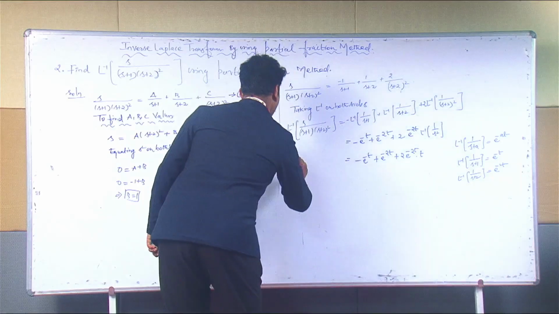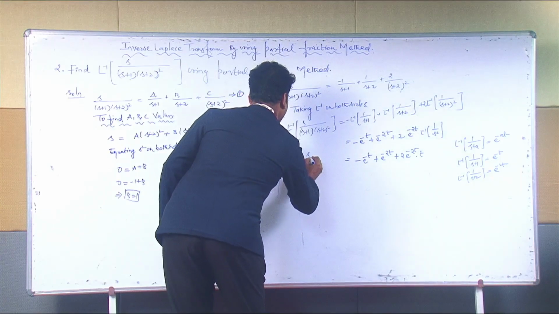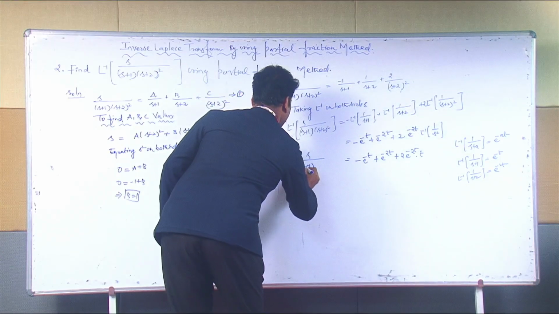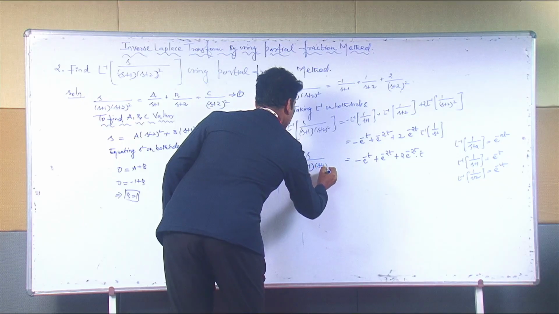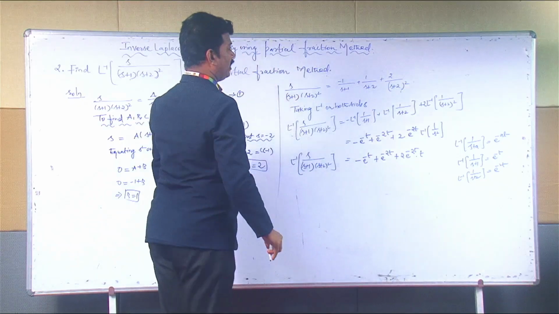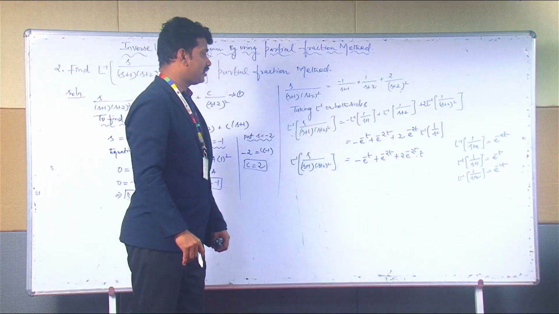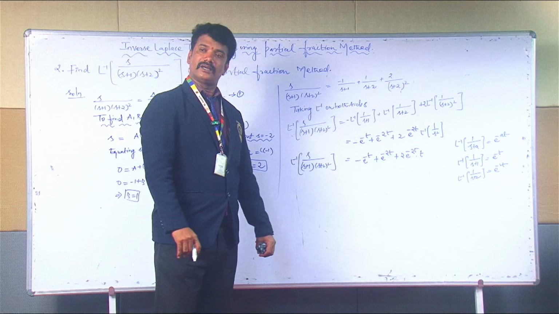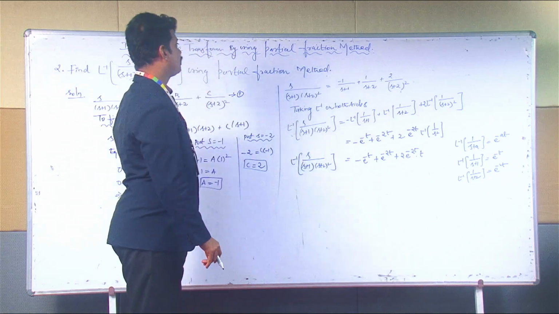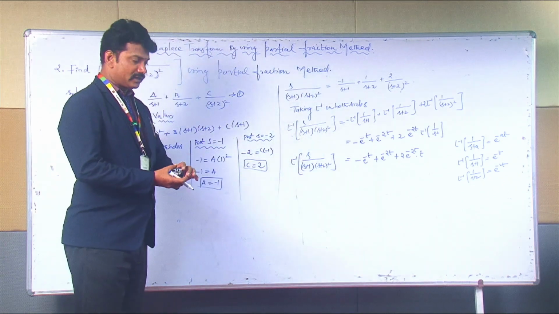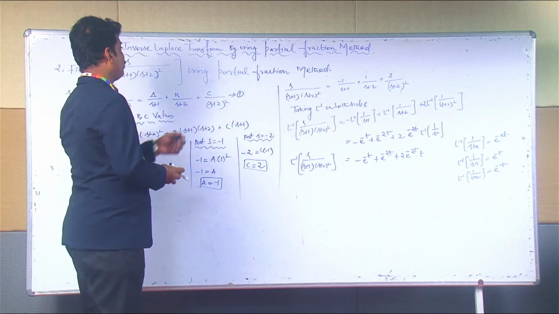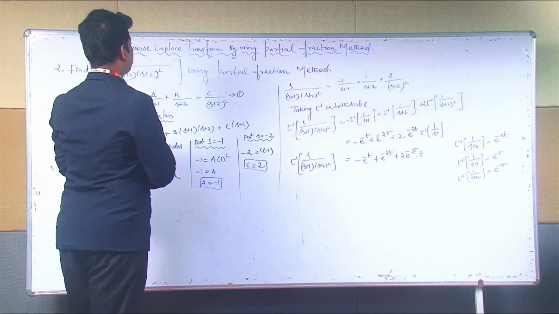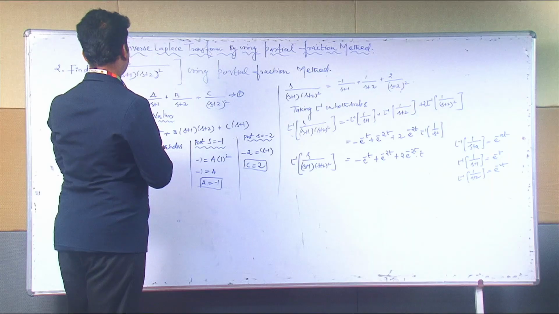So finally, L inverse of s divided by s plus 1 into s plus 2 the whole square equals minus e power minus t plus e power minus 2t plus 2 times e power minus 2t into t. So this is the working procedure for the partial fraction method. This is also one of the most important topics, so one more time I am going to tell you, all of you listen carefully.